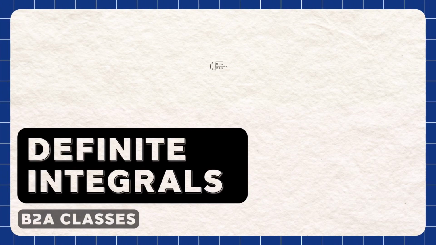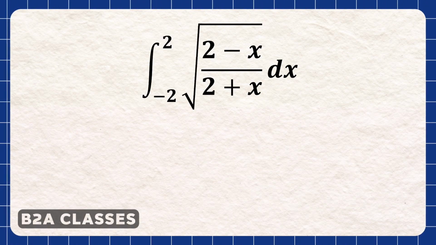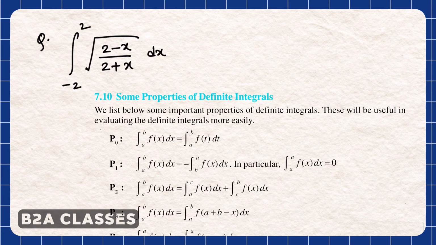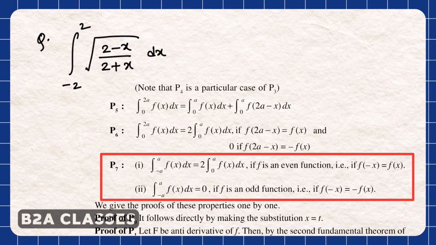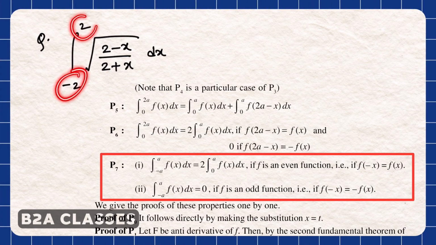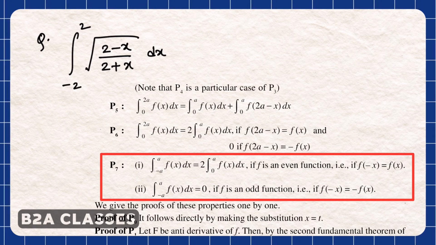In this video, we will solve this question. This question was previously asked in the 2024 CBSE exam. We will solve this question using properties of definite integral. Specifically, we will use this property to solve this question, because in our problem the limits are in the form -a to a. Therefore, we will use this property.